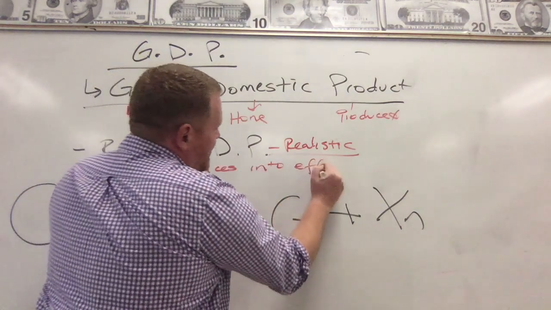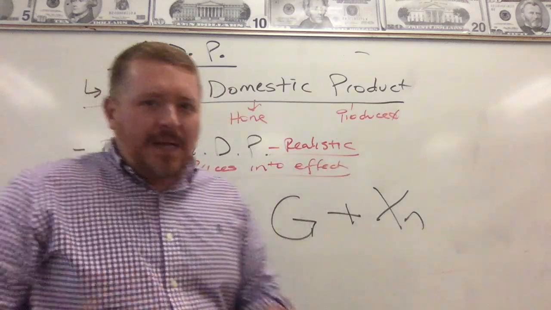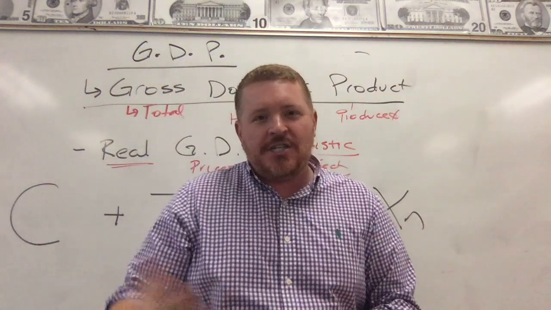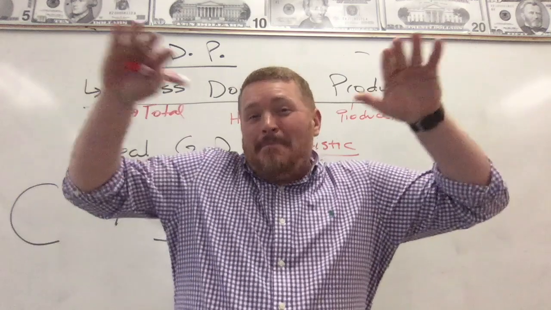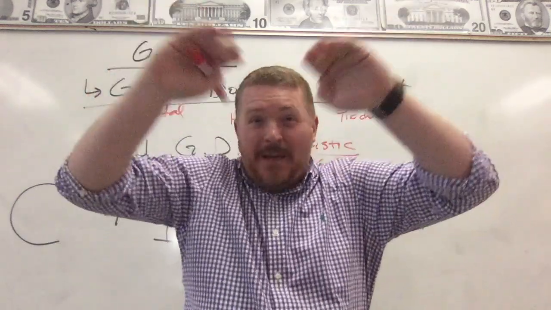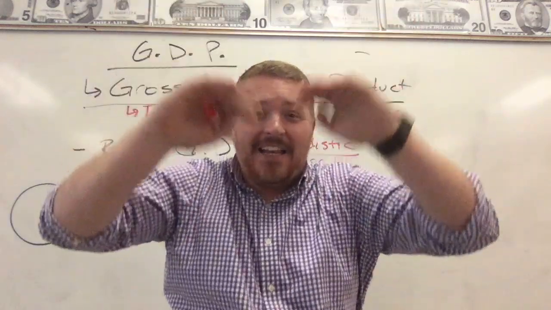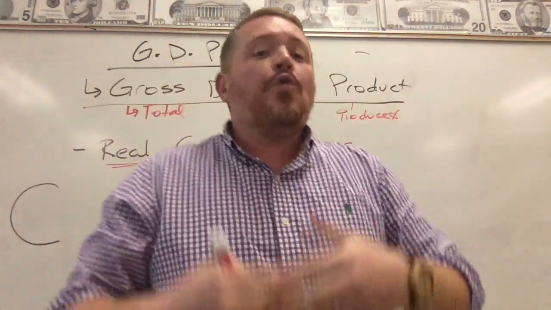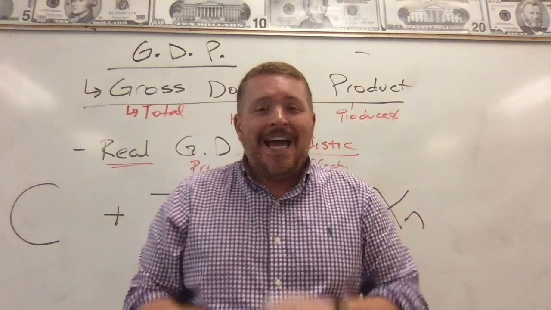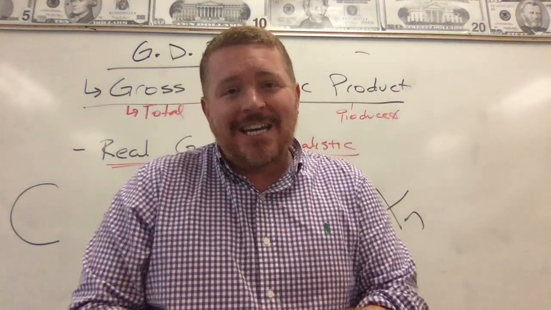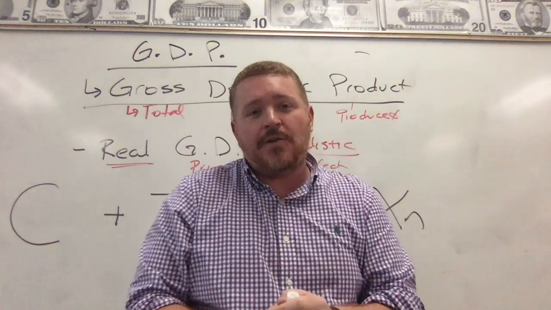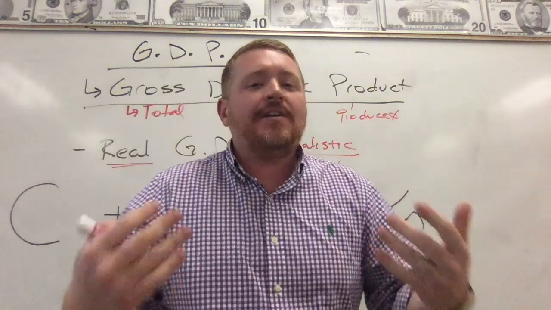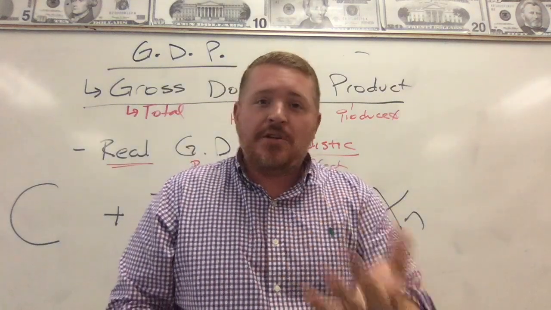It takes the idea that there are going to be price changes, and therefore, if we have inflation, it may seem that we're producing more, but in reality, things just cost more. So real GDP basically is just a more realistic version, and it takes current price changes into account. It tracks what those are and gives us, again, a more realistic number of what GDP is. How much are we producing?